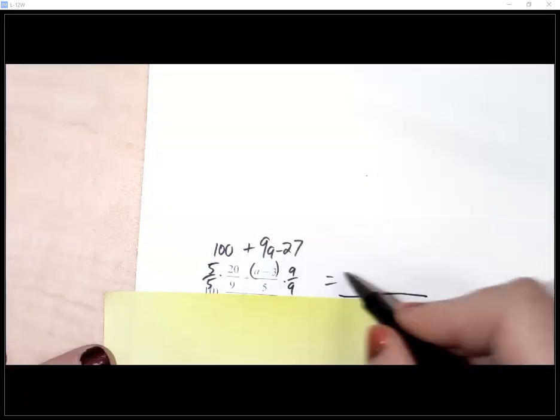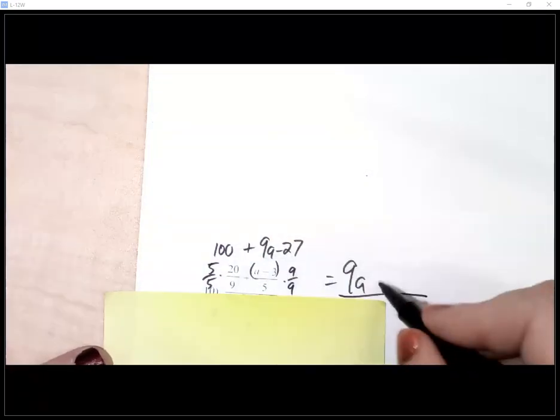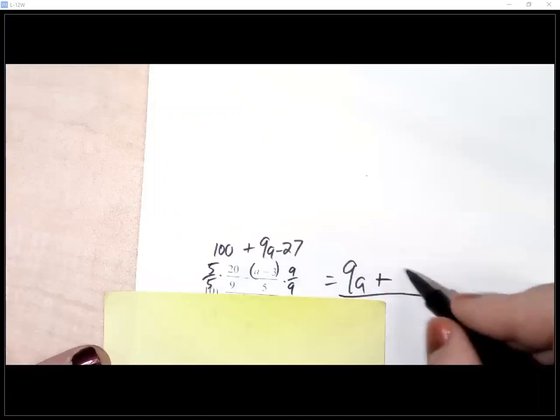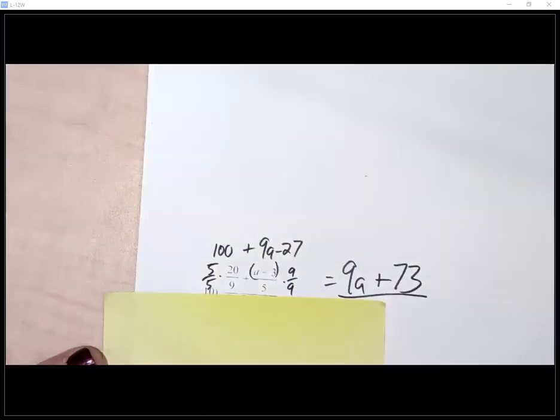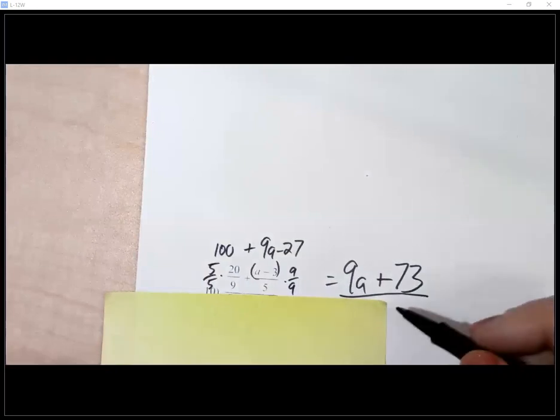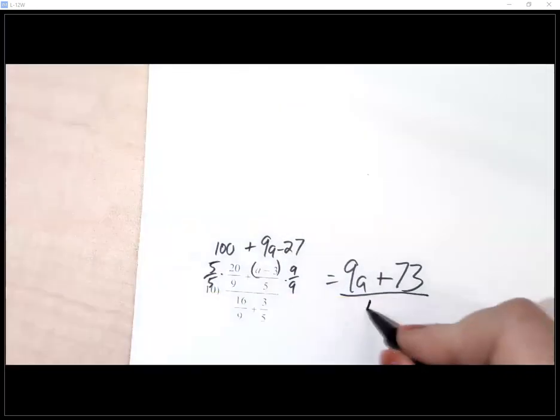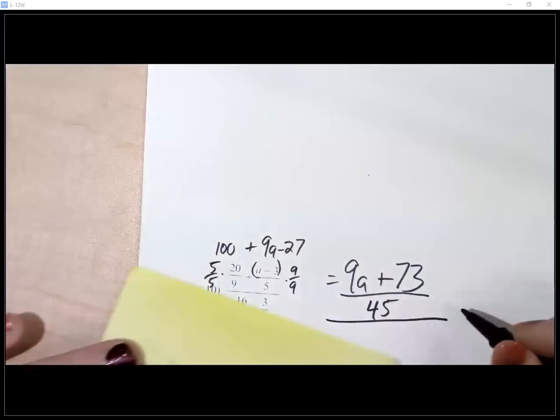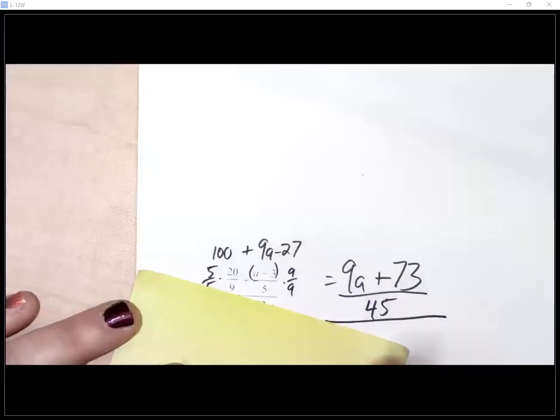9a plus 73. Oh, over 45. Let's stick it right there. There's what I get, right? Everybody's okay there? Now I'm going to do the denominator.